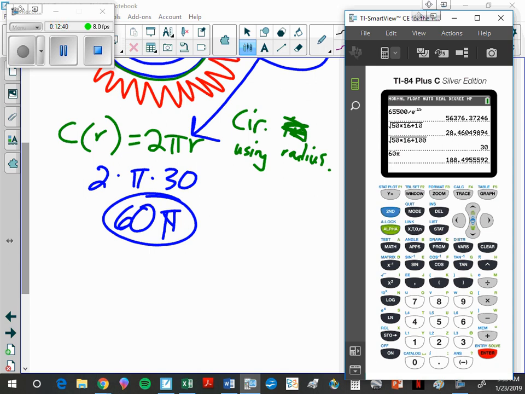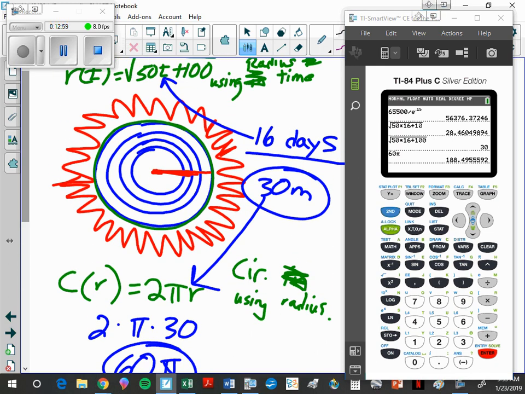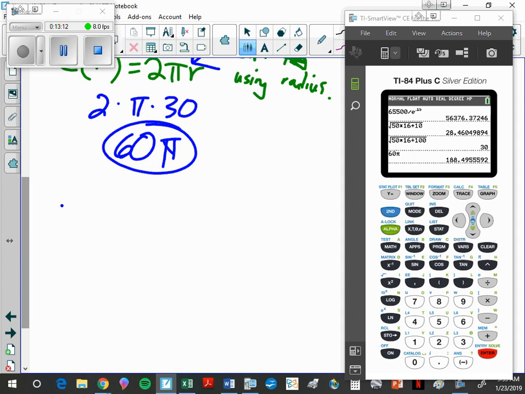Okay? Well, what if I don't know how many days it's going to take to be set up? I'm not sure when the equipment's going to be delivered. I'm not sure how long it's going to take me to get the insecticide and pay for somebody. So I want to create a function. And you'll notice I took 16 days and I plugged it into the R function. And then I took the answer from that and I plugged it into the C function. So I have C of R, and I also have R of T.